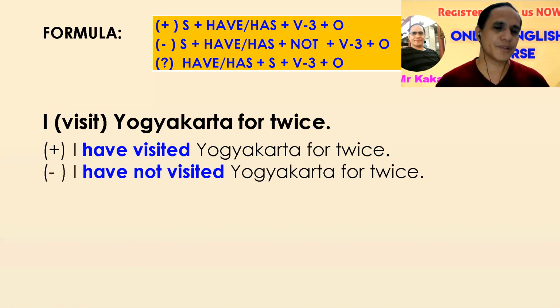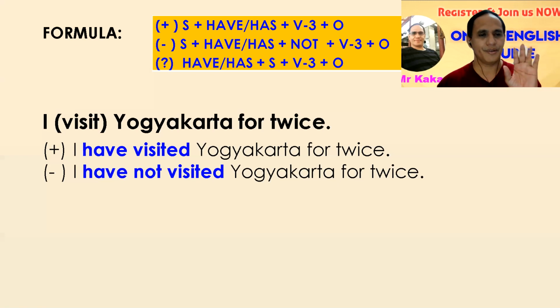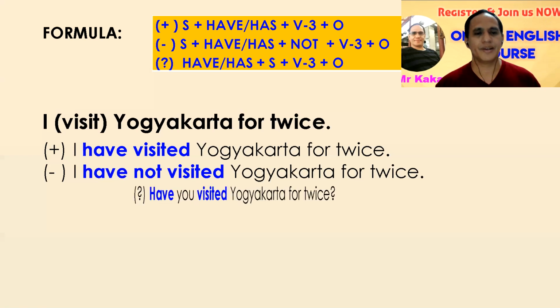Okay, and then if you want to change the sentence into the negative form: I have not visited Yogyakarta for twice. It means that you haven't visited Yogyakarta more than one time. Ya, jadi Anda belum mengunjungi Yogyakarta lebih dari 2 kali, berarti less than twice.